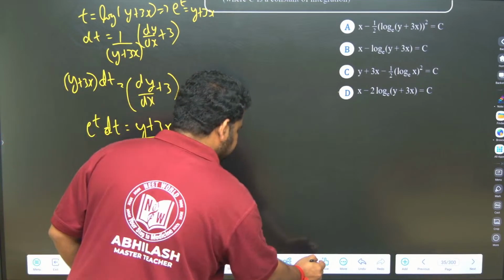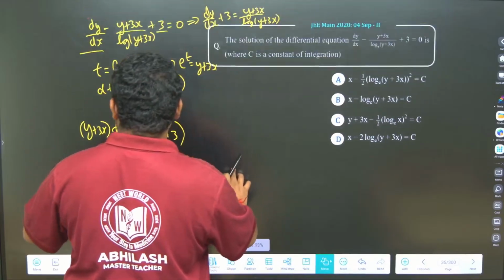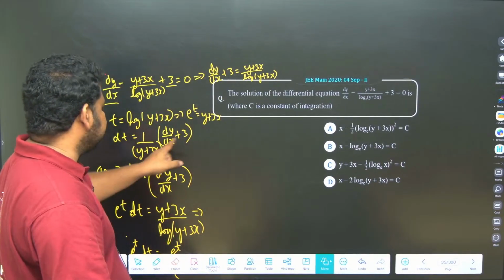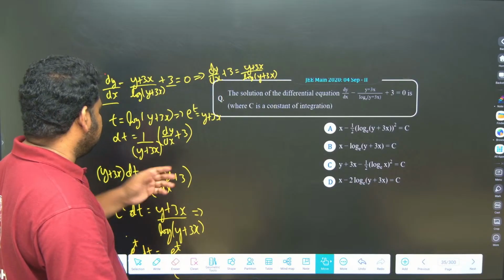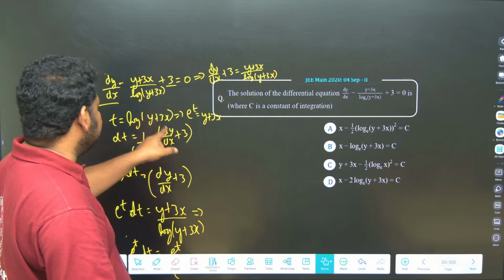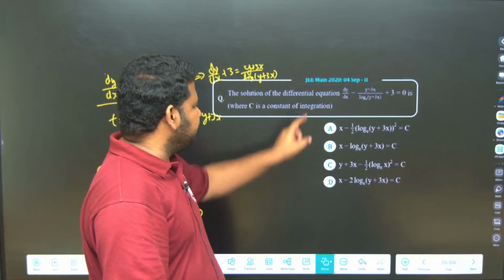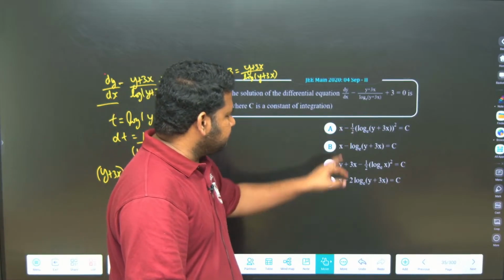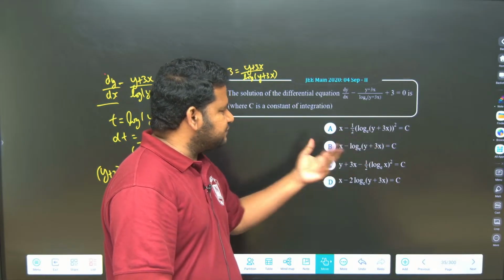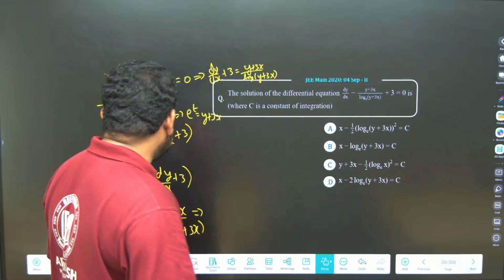Now what do I have here in the function? You will leave something. Let us have a look at it. dy by dx plus 3, dy by dx plus 3. Okay, this is what we have. Now log of y plus 3x, e power t into y plus 3x. So they are asking, where c is a constant of integration, they are asking this value. X minus, what is the value of c there? Now we have to integrate this.